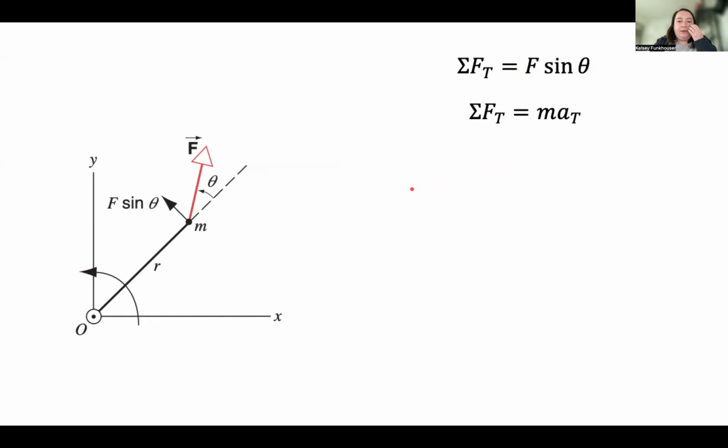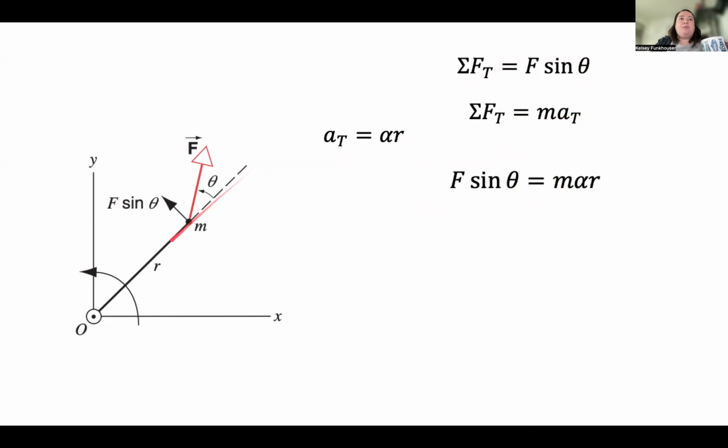And last week we learned that tangential acceleration is related to angular acceleration. By this relationship, tangential acceleration is equal to angular acceleration times the radius. So we can set these equations equal to each other, plugging in this for the tangential acceleration. And then if we multiply both sides by r, we can get torque on the left side because torque is rF sine theta.